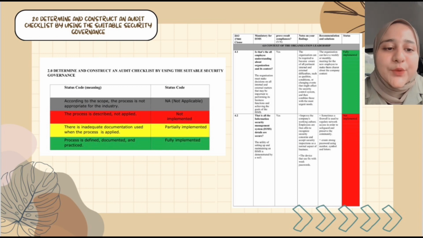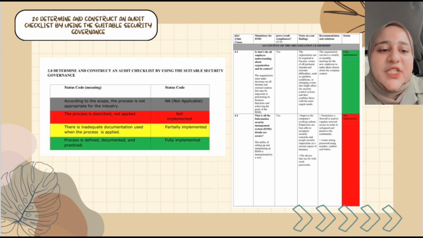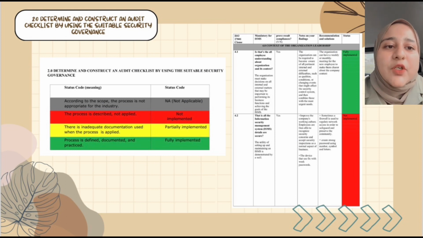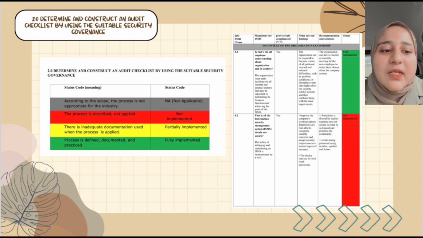Next, 4.2 is that all the information security management system, which is ISMS, is detailed and secure. The utility of setting up and maintaining an ISMS is demonstrated by a well. The compliance result is yes, and the notes on your finding is to improve the company working culture. Employees are then able to recognize security concerns and accept security inspection as a normal aspect of business.